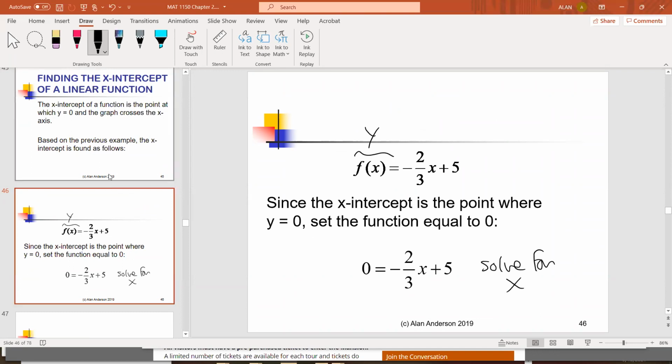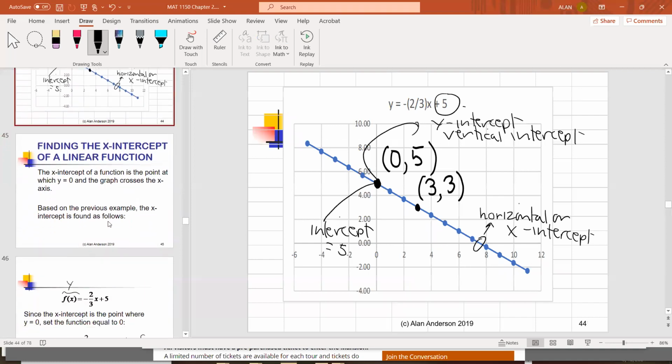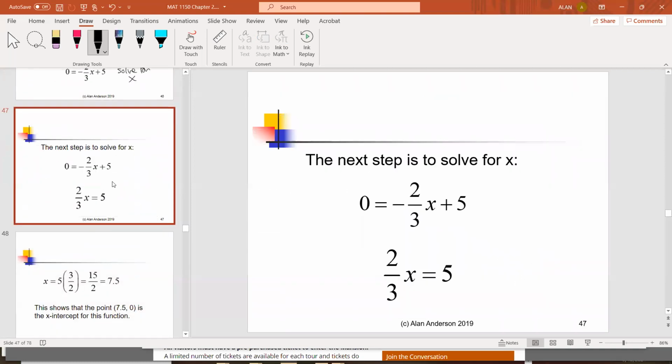Okay, so, I mean, you can see from the graph, it's approximately, let's say 7.5 maybe. But let's see the exact value. So I set these equal to 0.